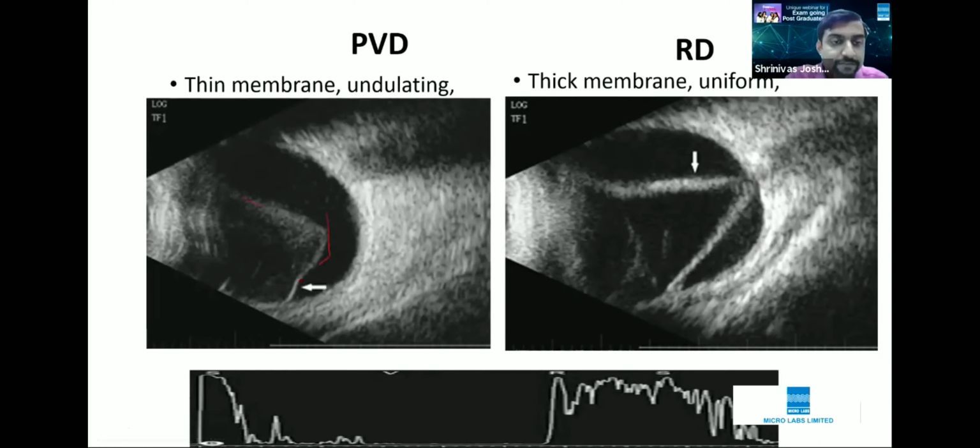In PVD, you usually see an undulating membrane. You see here, after eye movements, this undulating movement, whereas in the RD you see a very thick membrane and less movement as compared to the PVD after ocular movements. And definitely on the A scan, you can see a high spike corresponding to the retina. Here you can see a retinal detachment, and there is also some layer of hyperreflective, hyperechoic signals, which is nothing but the PVD. So this is RD with PVD.